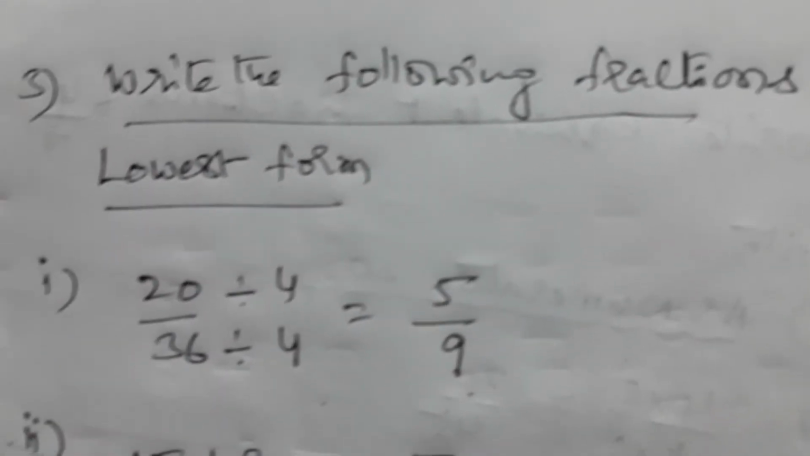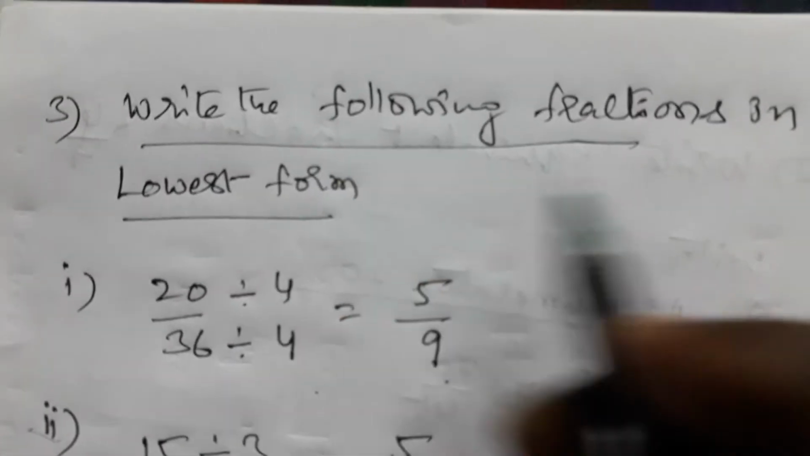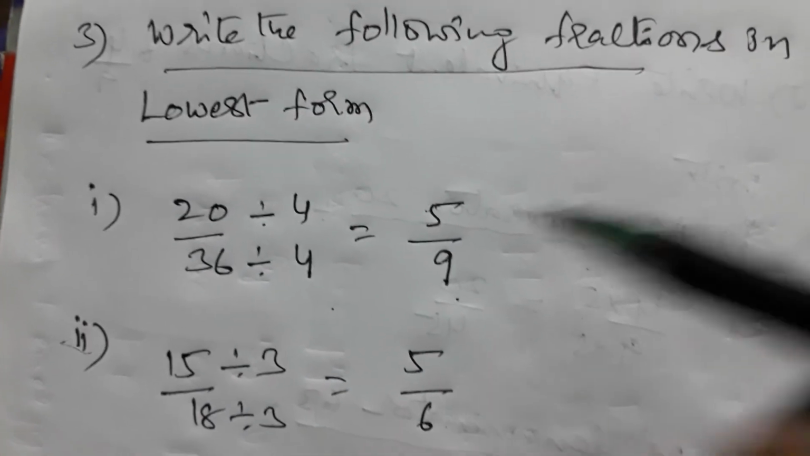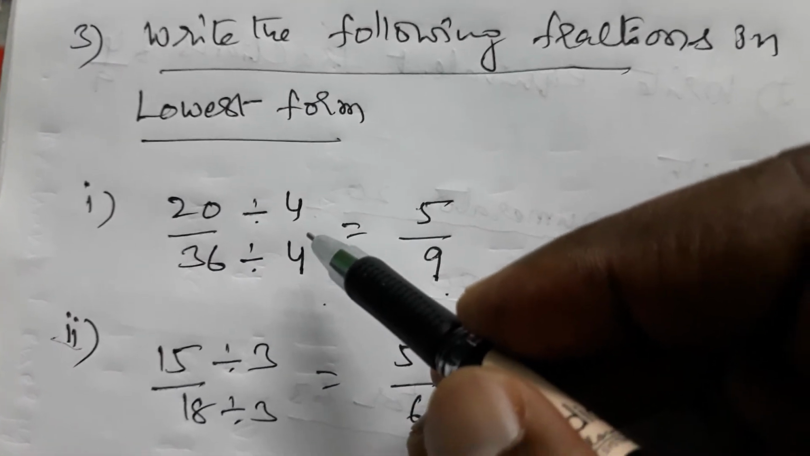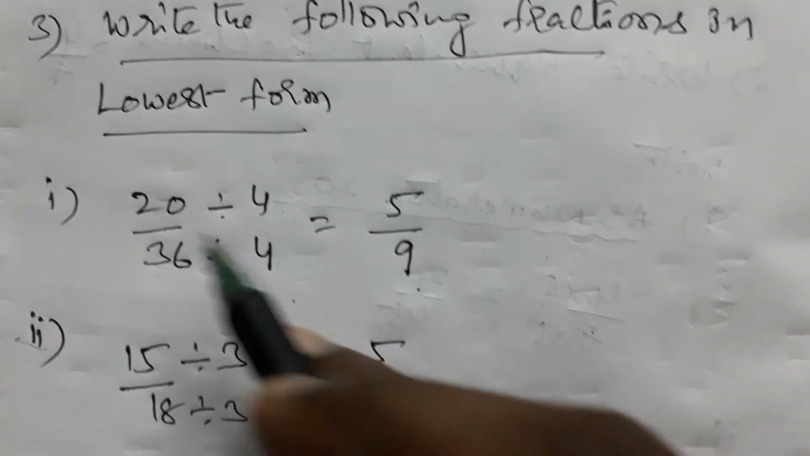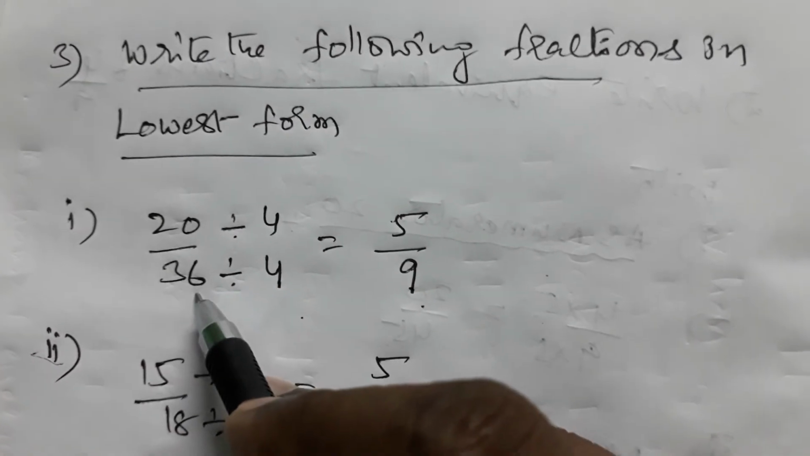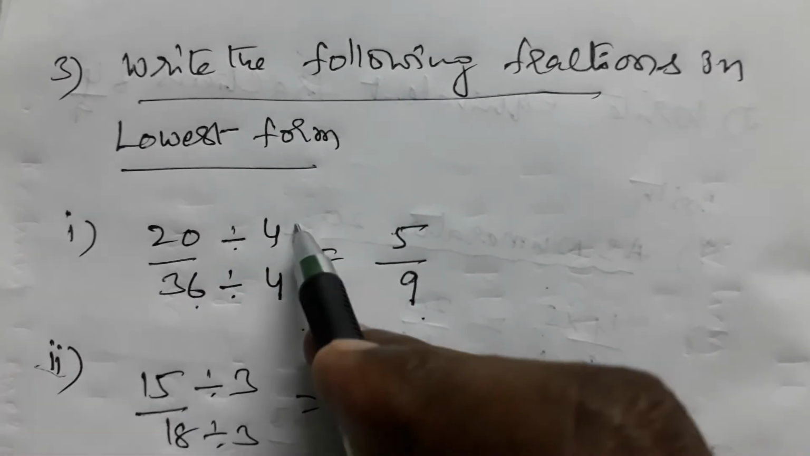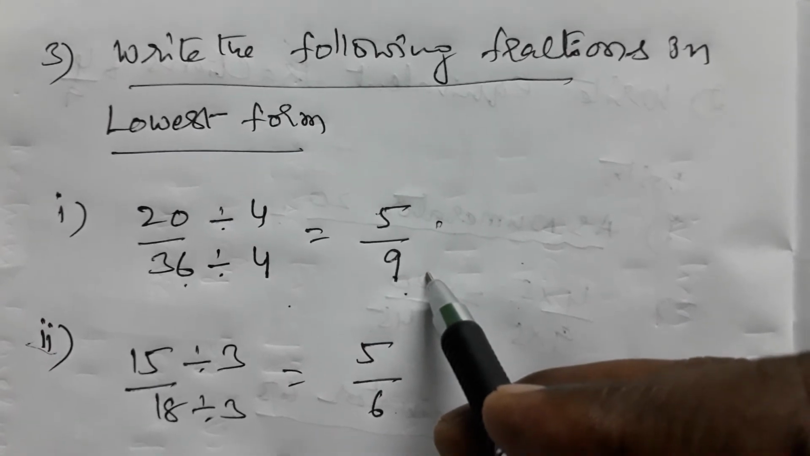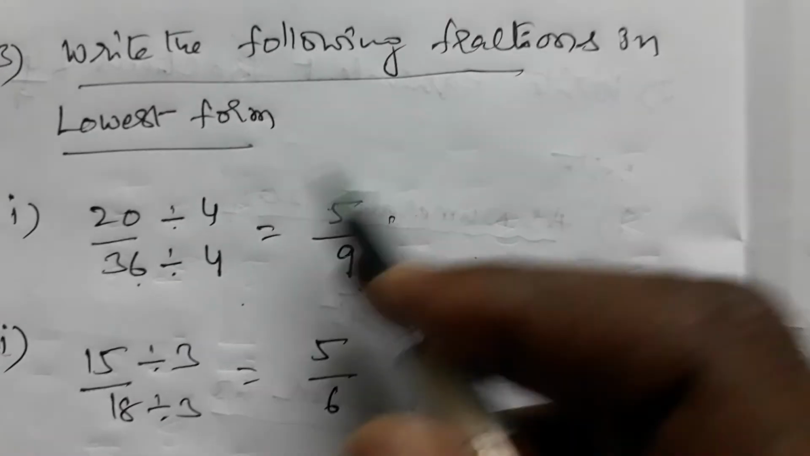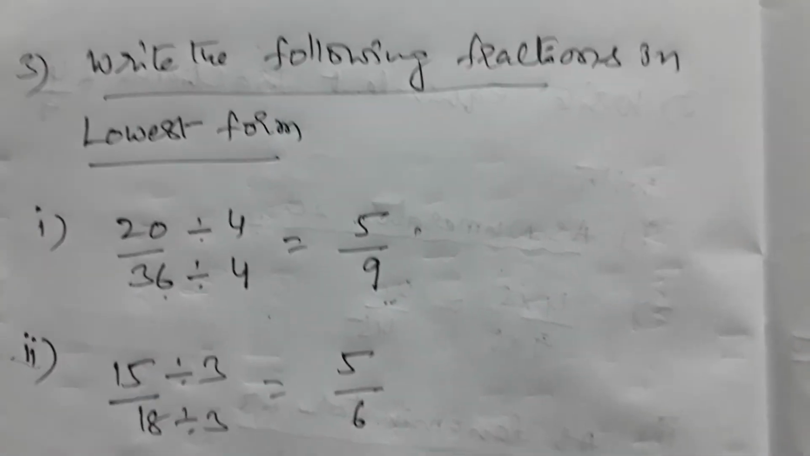Now next, write equivalent fractions by writing in lowest form. So write the following fractions in lowest form. What is the fraction given? 20 by 36. Lowest form, I already told you. To write lowest form, we have to divide both numerator and denominator with the same table. See, 4 table is possible in both 20 and 36. So that is why I am dividing both numerator and denominator with 4 table. You will get a new number, a new fraction. 20 divided by 4 is 5, 36 divided by 4 is equal to 9. That new fraction is 5 by 9. This is equivalent to 20 by 36.